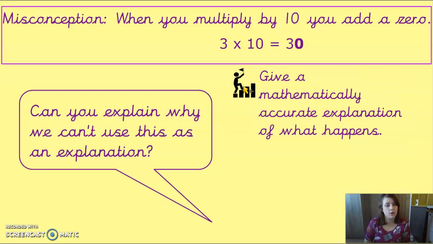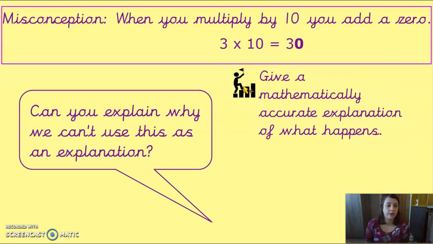But can you explain why you can't say that to somebody? If somebody asks you how you multiply by 10, you can't just say put a 0 on the end. So can you pause the video and write an explanation as to why you can't actually do that? And then come back when you're ready.